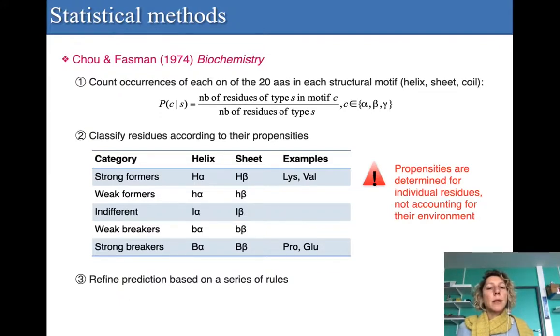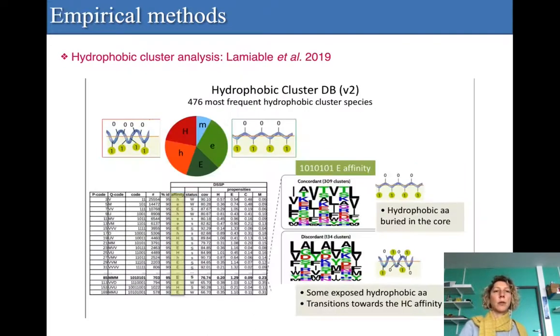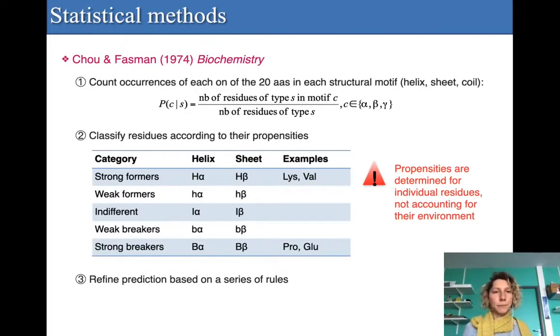So going back now to the prediction with statistical methods. So we've switched. There is nothing showing it, but we've switched from empirical to statistical. So it's roughly at the same time. You see the first one is 74. So it's a bit later than empirical because we need sequences, as I said before.